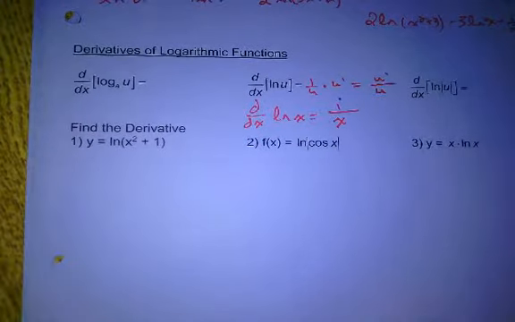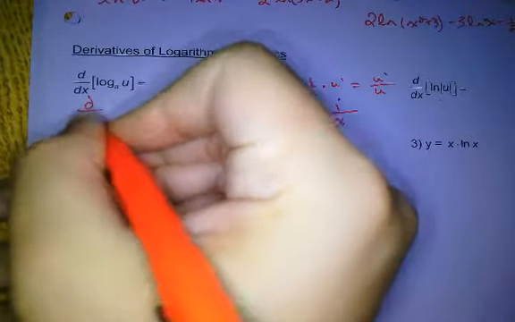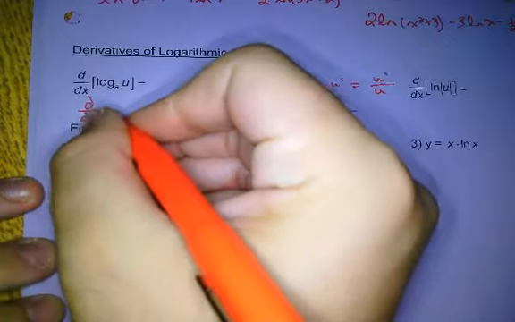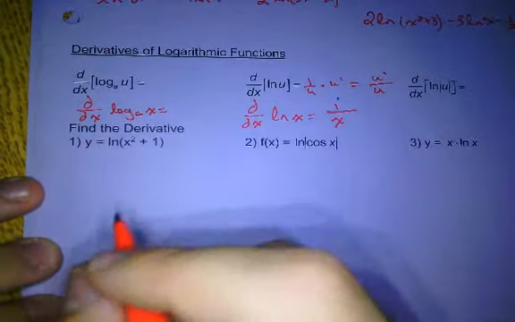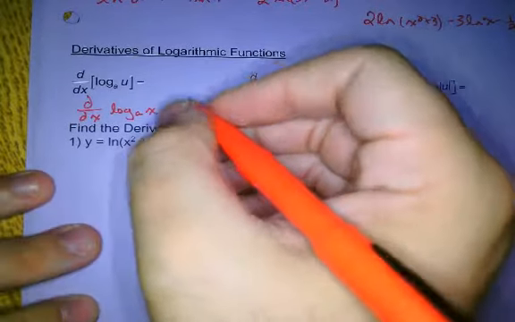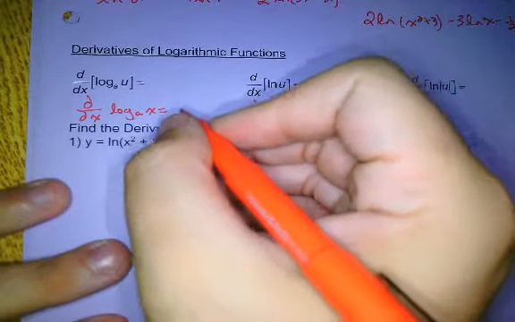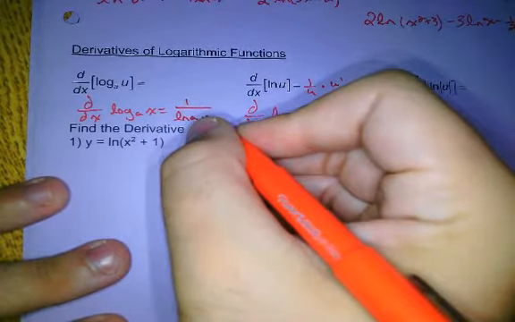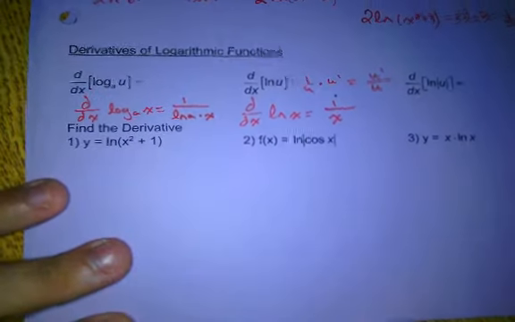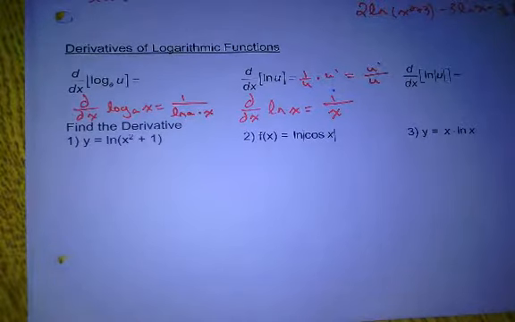Okay, let's go to the left here. This one's kind of a weirder one. First off, the simple derivative of log a of x is going to be 1 over ln of a times x. That's the derivative. We have a base, so it's 1 over ln of whatever that base is, times x.